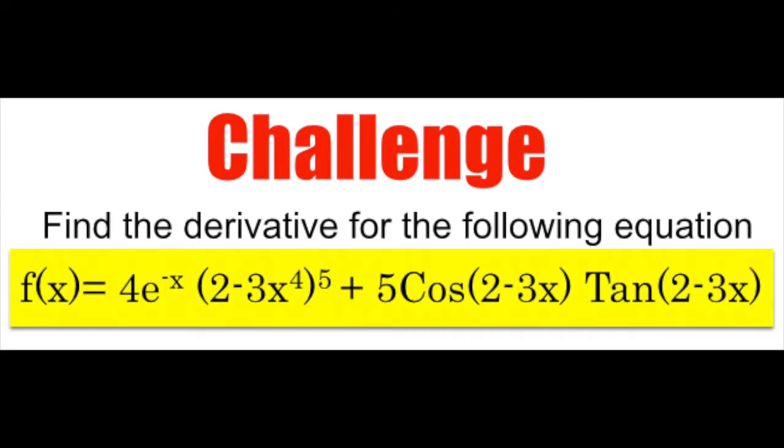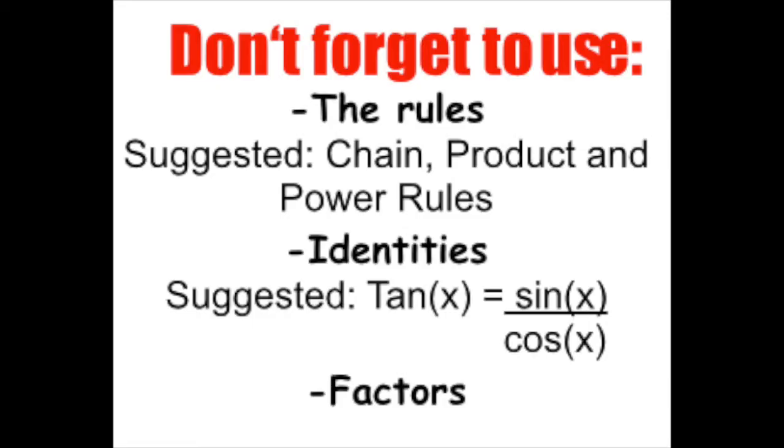Challenge: find the derivative for the following equation. f of x equals 4e to the negative x times (2 minus 3x) to the fourth power, multiplied by the power of 5, plus 5 cos(2 minus 3x) times tan(2 minus 3x). Don't forget to use the following rules suggested: chain, product, and power rules, identities, tan of x equals sin of x over cos of x, as well as factors.